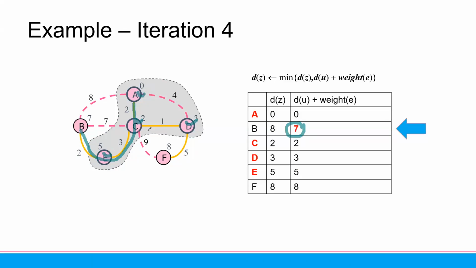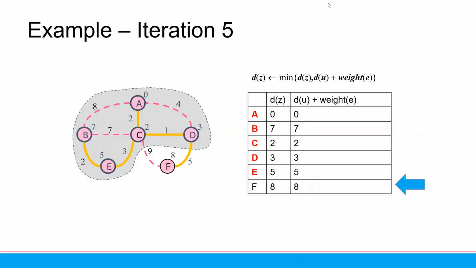What about the others? It seems there is no update, so the remaining will still be the same value. E is 5 and F is 8. Then we will go to the next lowest one. We already visited A, we already visited C, D, and E. So the next will be B. So we go to B.